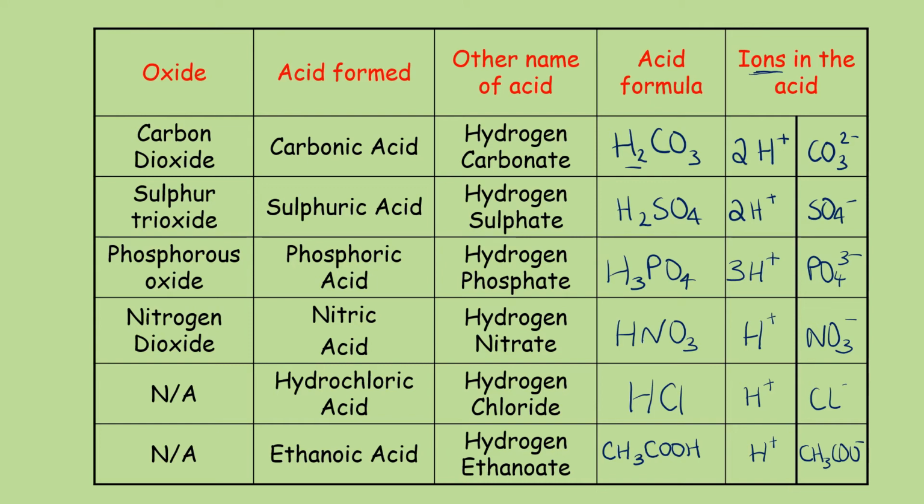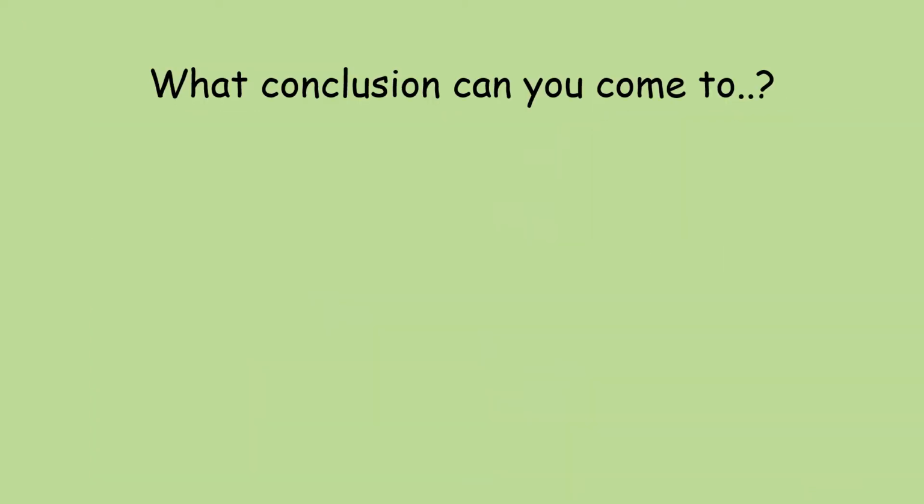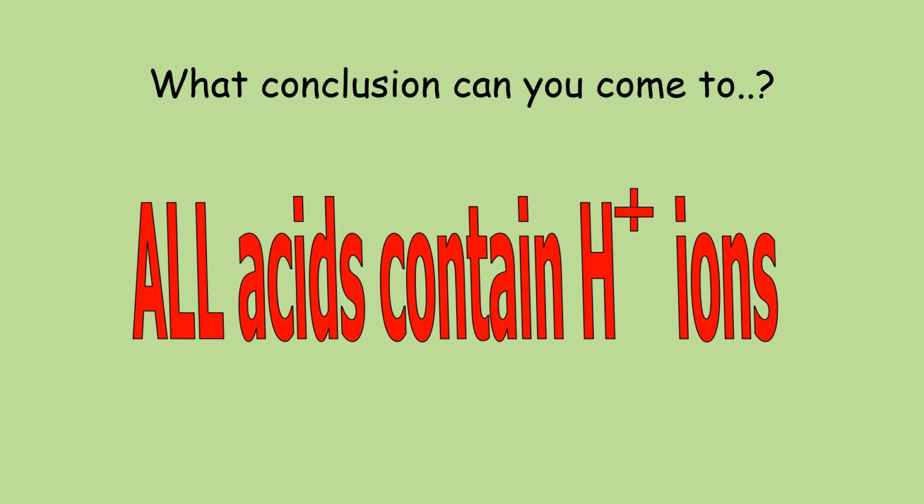But what we should quite clearly and quite easily be able to spot here is that every single one of these acids has something in common. Every single acid contains the hydrogen ion, and that's a really important point, okay, and that leads us to a conclusion. Really simply, all acids contain the H plus ion.